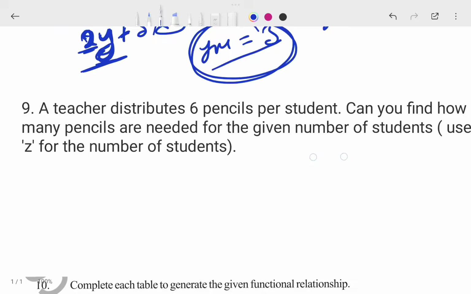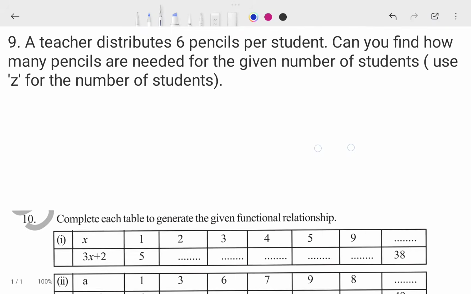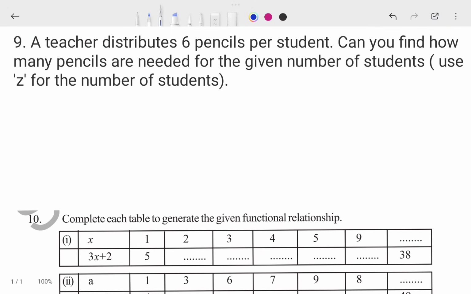So let's talk about this 9th one. This 9th one is very easy, simple. Okay, na? A teacher distributes 6 pencils per student.